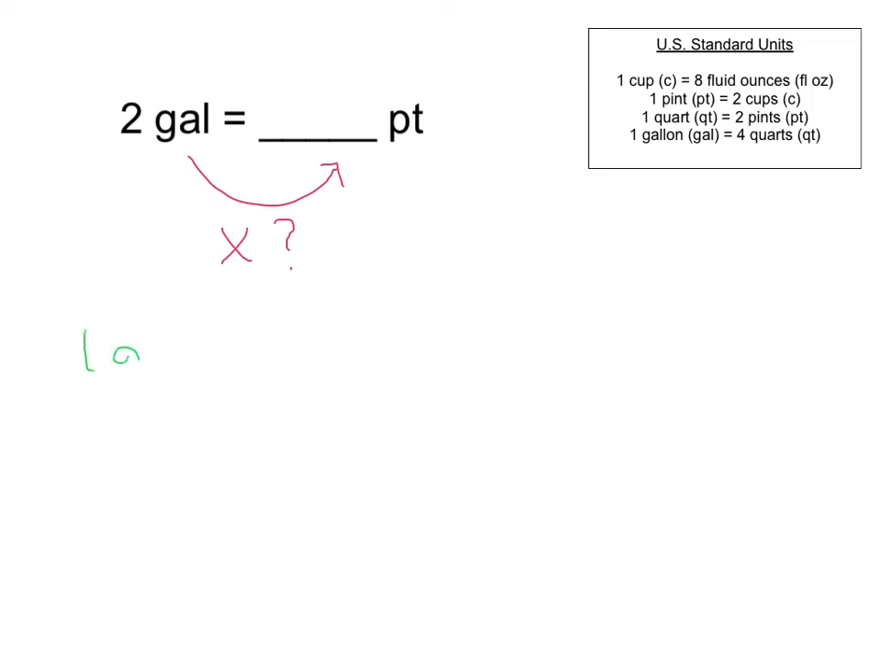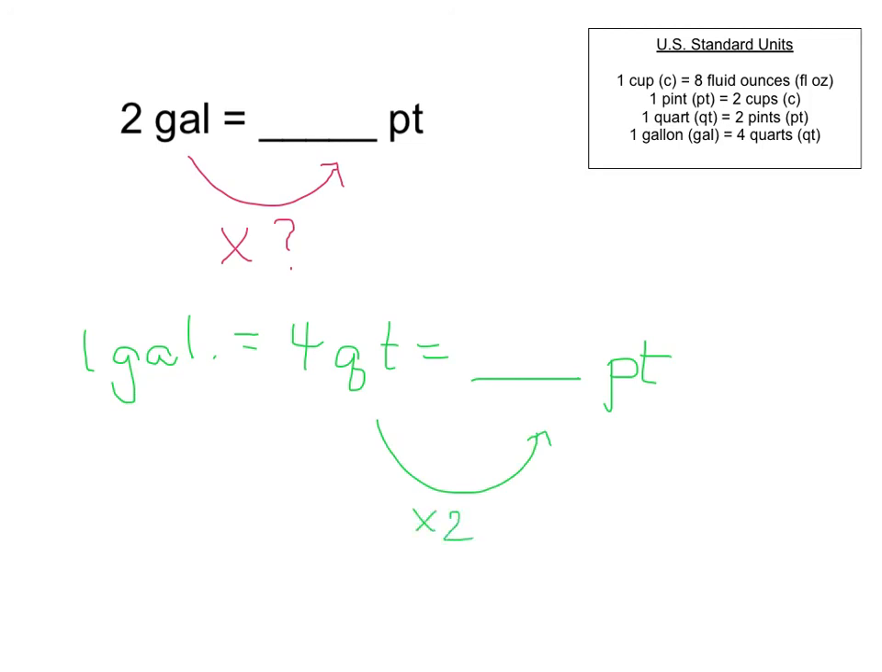If I know what 1 gallon equals in terms of quarts, I can use that to help me figure out how many pints are in a gallon. Well, 1 gallon is 4 quarts. I can use the chart above to help me figure that out. Let's figure out if 4 quarts equals some number of pints. Each quart is 2 pints. So when I go from here to here, I'll need to multiply by 2. And that means that 4 quarts is equal to 8 pints.